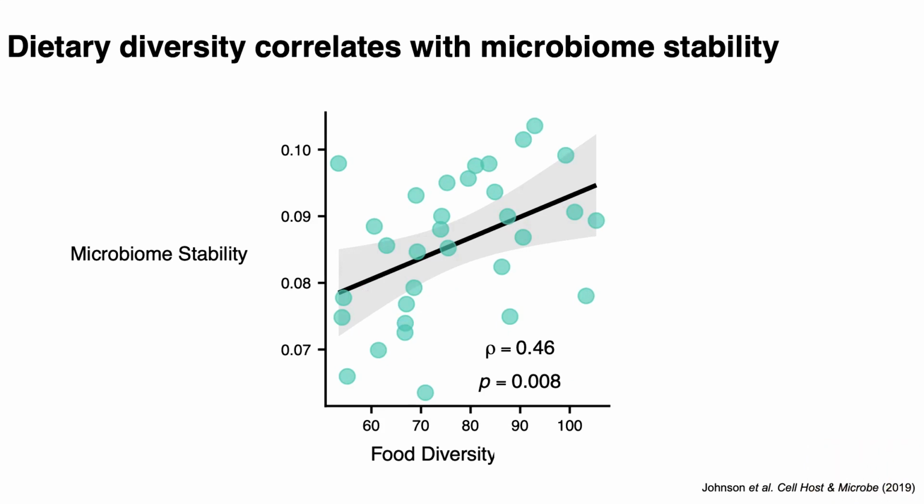And some of this is starting to show up. I just saw a study in infants where they found the same thing, where more diversity of foods in this infant cohort was associated with a more stable microbiome. So we don't know what that means yet, but it's potentially very interesting.